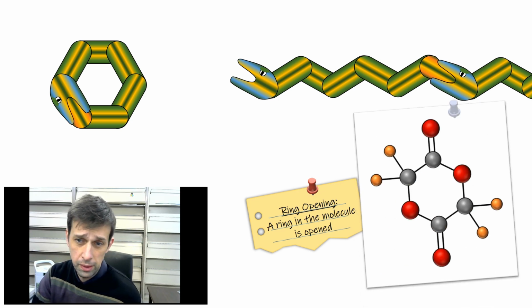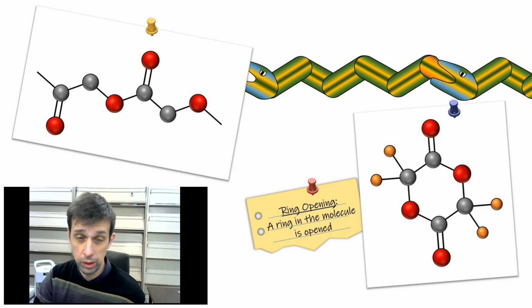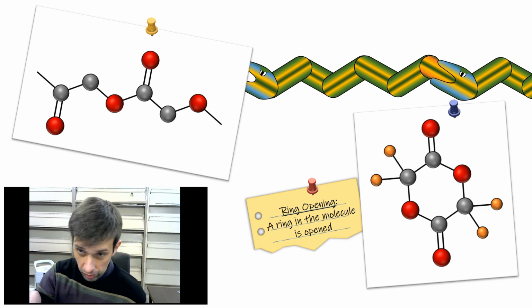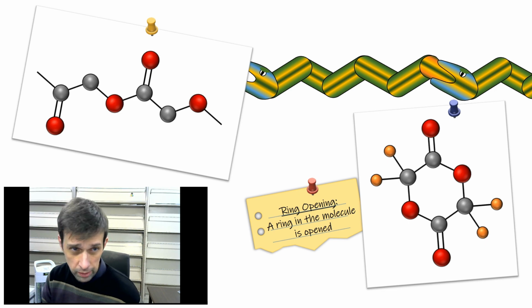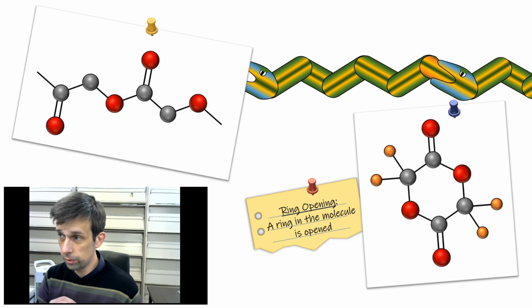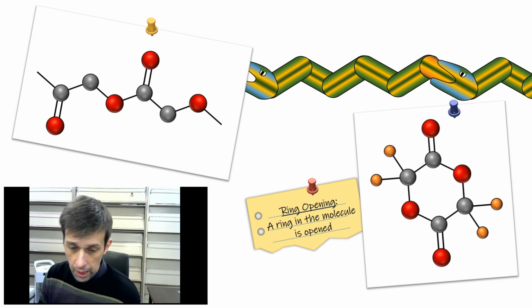One example of this is the formation of PGA, polyglycolic acid, which basically starts as a ring-shaped molecule like that, and we open it and we can connect these units together, forming PGA, polyglycolic acid.